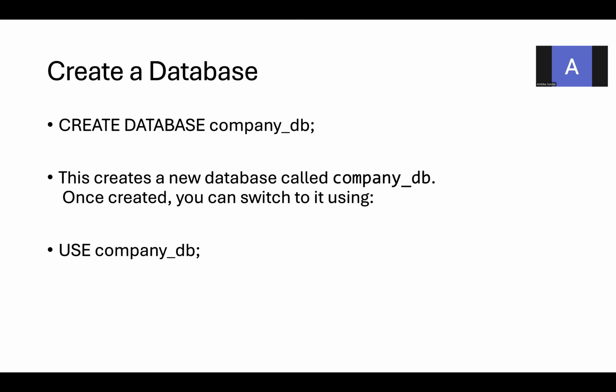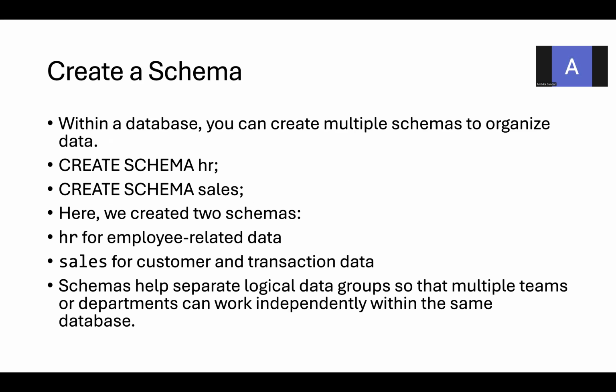So before creating the schema, the first object in the Snowflake data warehouse, we will be creating the database for our usage. So the command is create command followed by database followed by the database name. This creates a new database called company_db. Once it is created, you should be able to see this database object in the Snowflake. Once the database is created, you can switch to this database using the command use keyword followed by the database name. Now, how to create a schema?